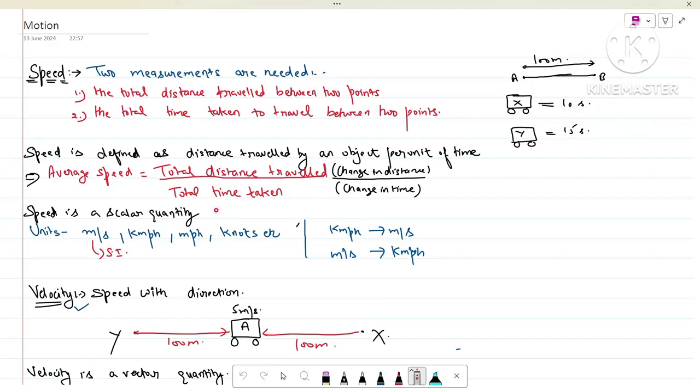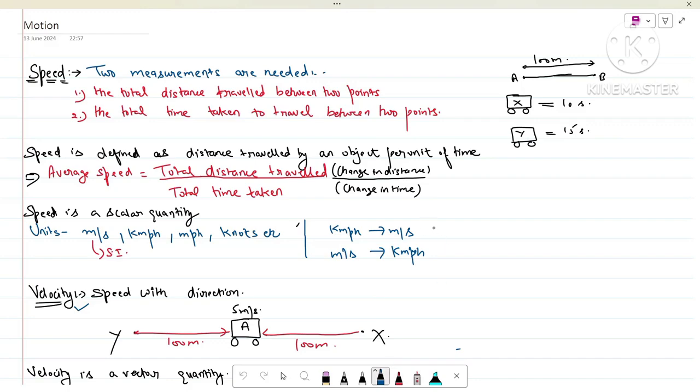So we say speed is a scalar quantity, and the units in which speed can be measured are meter per second, kilometer per hour, miles per hour, knots, nautical miles, etc. But the SI unit is meter per second. An important conversion that you need to keep in mind is kilometer per hour to meter per second and meter per second to kilometer per hour.